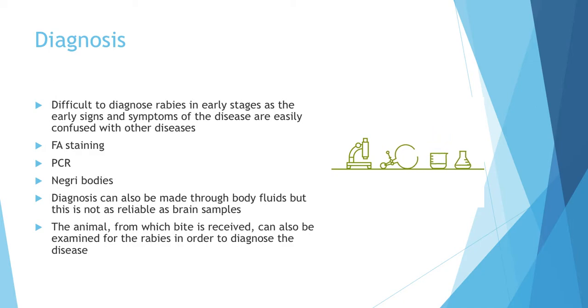Now, the diagnosis. It is difficult to diagnose rabies in early stages as the early signs and symptoms of the disease are easily confused with other diseases. FA staining and PCR techniques can be used for the diagnosis. Reliable diagnosis can be made if the Negri bodies are seen in the hippocampus region of brain samples taken after death, and diagnosis is made post-mortem in 80% of cases. Diagnosis can also be made through body fluids, but this is not as reliable as brain samples. The animal from which the bite is received can also be examined for rabies in order to diagnose the disease.